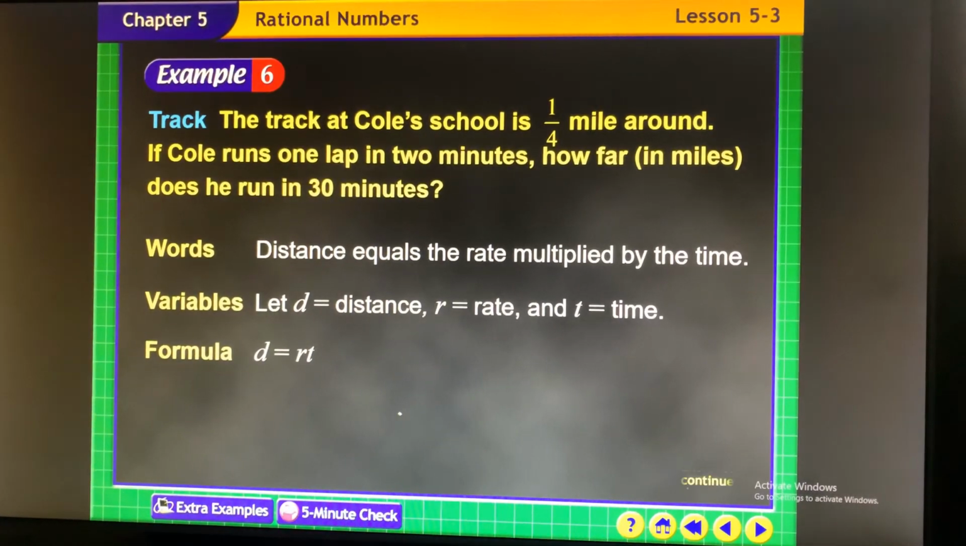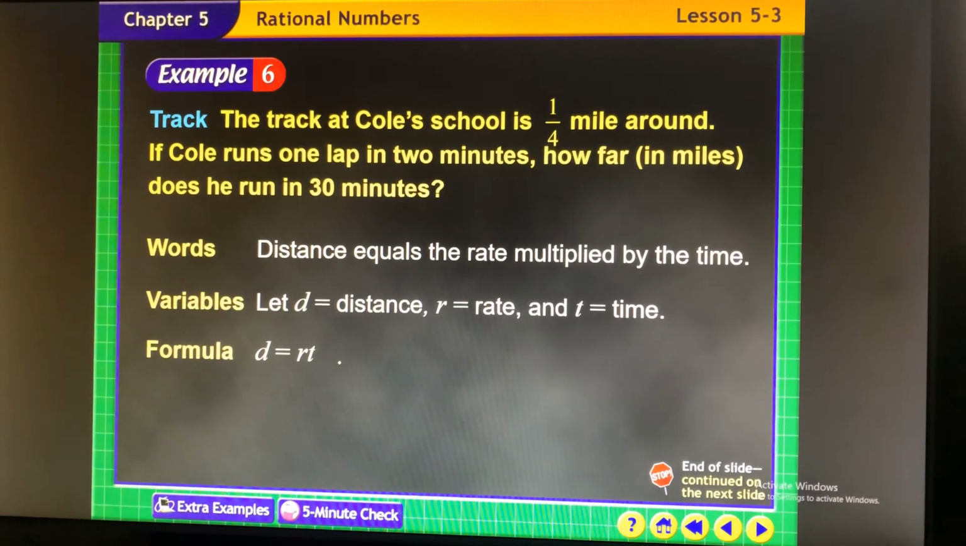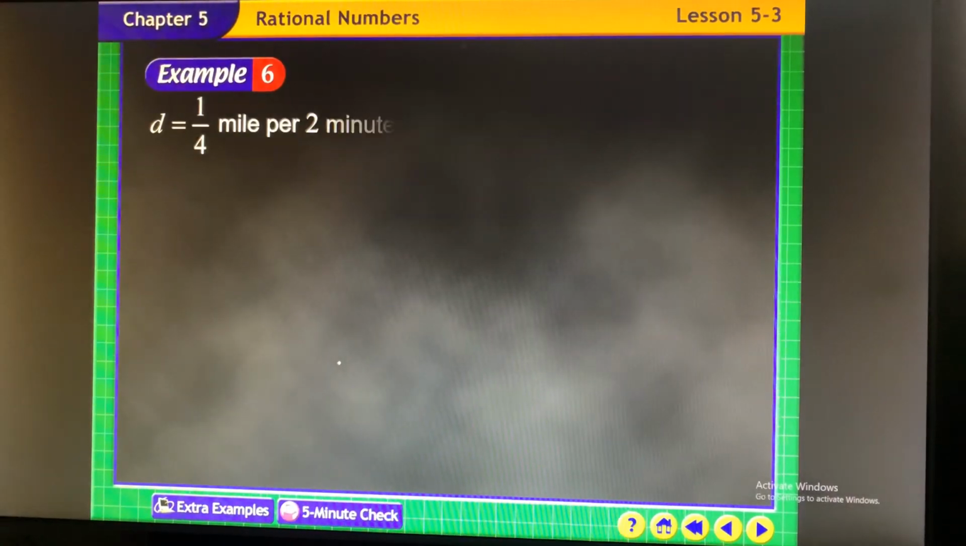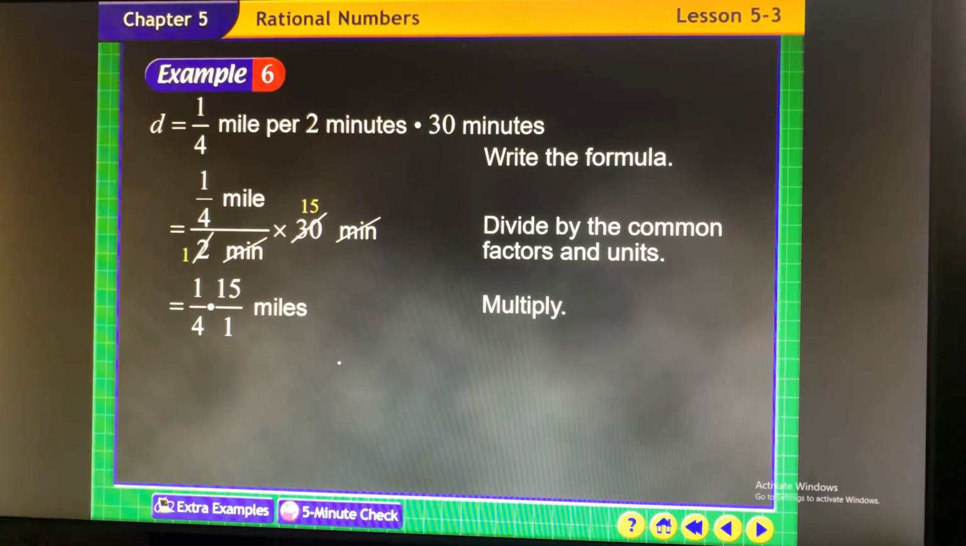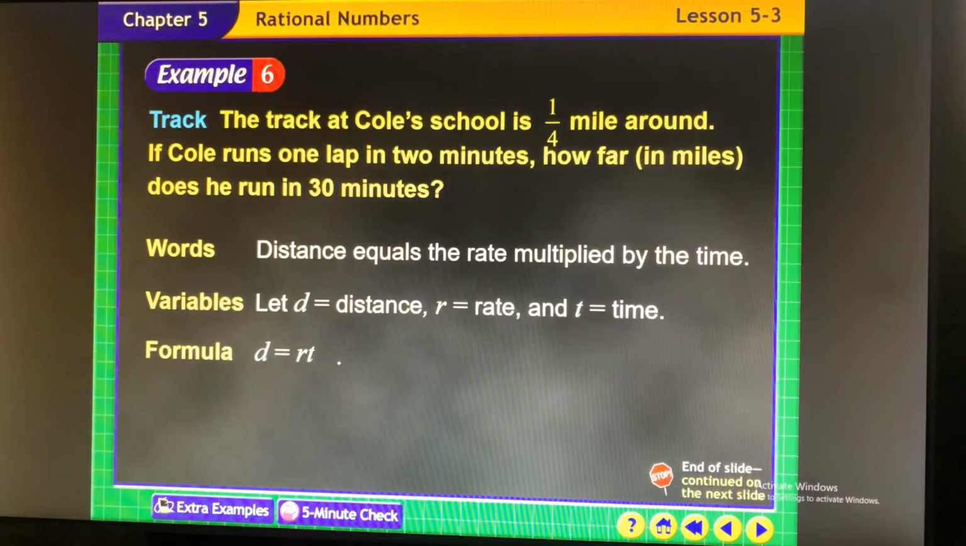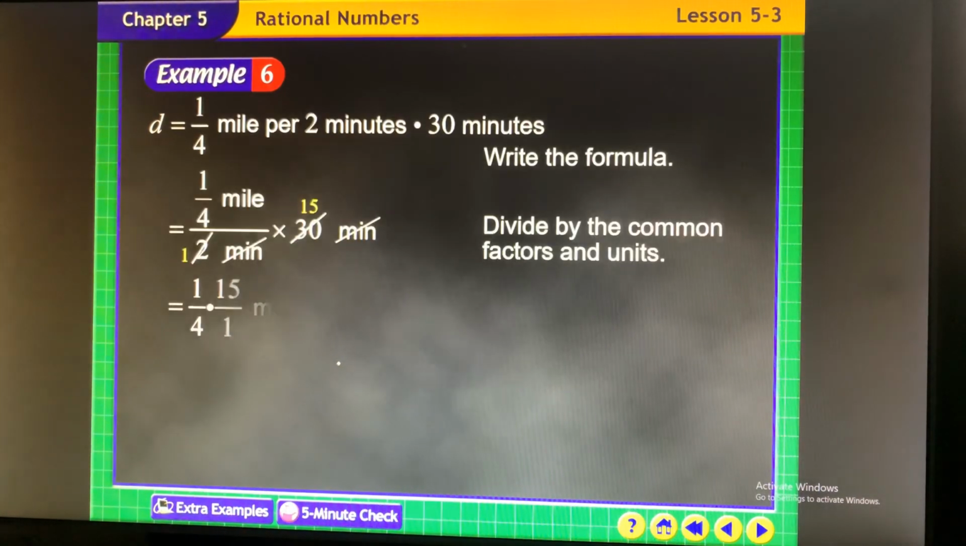You can do it as a distance and rate formula, but I think that some of you will come up with better ways to solve this and just do a quarter times 15. Because you know that if he can do a quarter in 2 minutes, how many can he do in a minute?